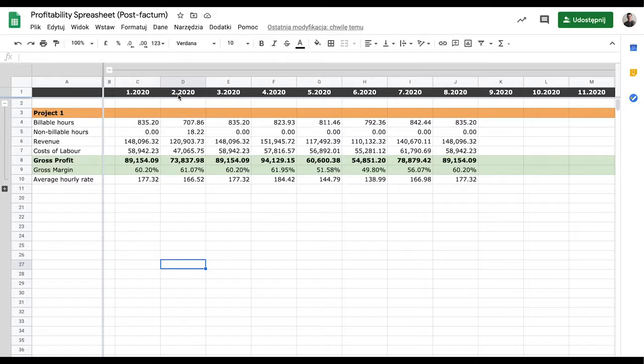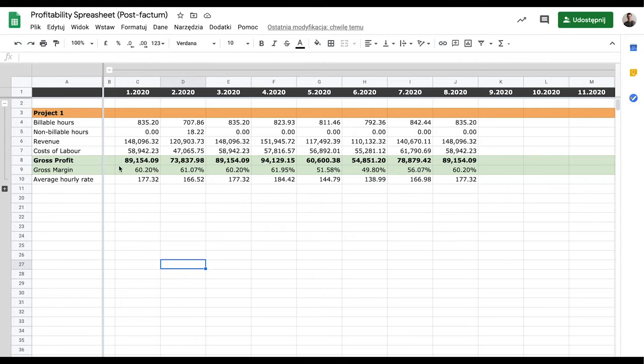So I've put together a simple spreadsheet that you can use to measure the profitability of your projects. So I'm going to share my screen now. Let's have a look at it. So first thing to notice is that we've got a timeline for the year here, going from January until December 2020. And we've got the first project, which will be our example.